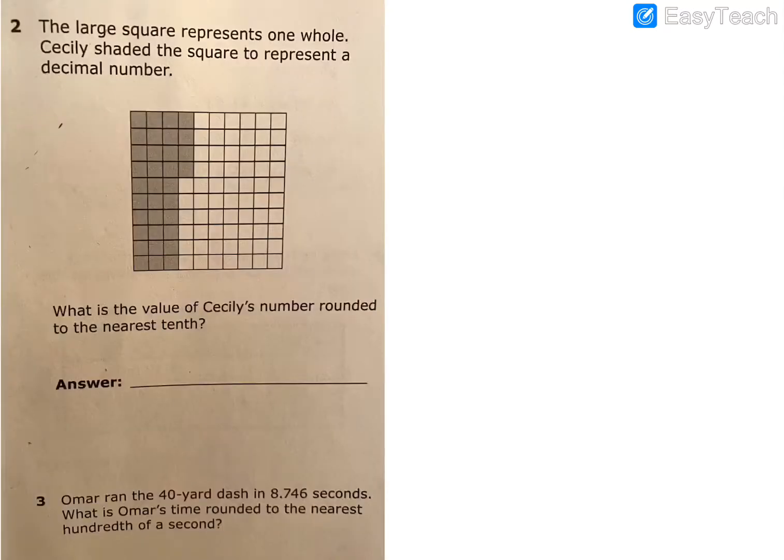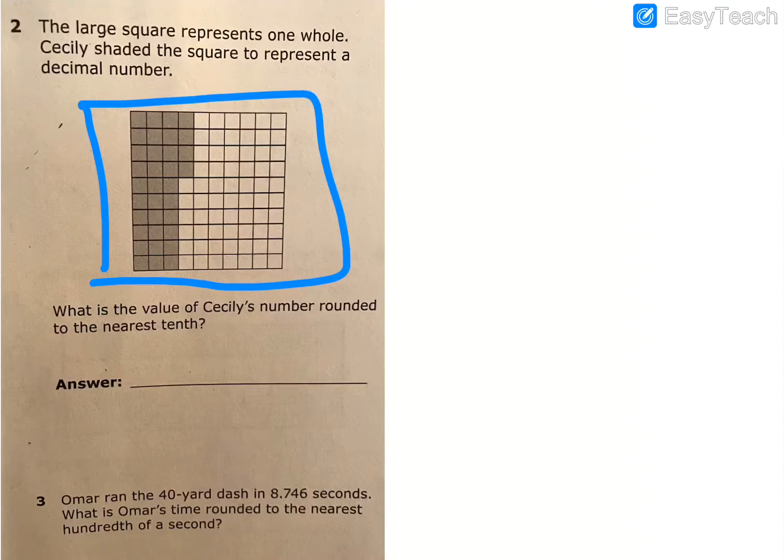So the first problem says the large square represents one whole. As you can see, if this is our one whole, do we have the whole flat shaded? No. So we know that the answer is definitely going to be under the number 1 as the whole number. It says that Cecily shaded the square to represent a decimal number. So the question is, what is the value of Cecily's number rounded to the nearest tenth?